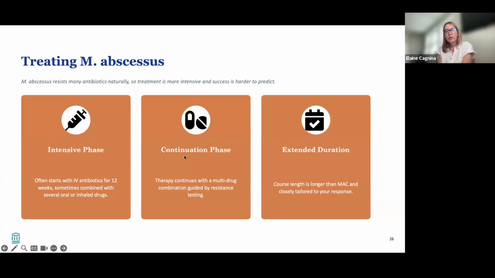And then after those 12 weeks, you move into a continuation phase, which is generally oral and is at least 3 drugs. And then the course length, it generally takes longer to clear the cultures. You still will treat for at least 12 months after negative cultures, but it tends to be longer than MAC and closely tailored to how you are doing.